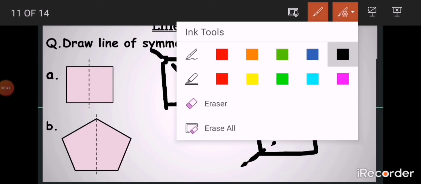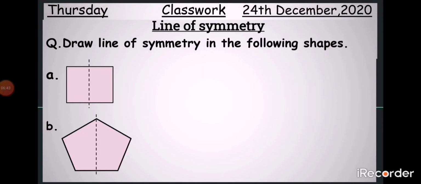Now I'm erasing the squares here. Now we are moving towards our next shape, B. Count the corners: 1, 2, 3, down to 5. 1, 2, 3, 4, down 1, 5. So 5 sides and 5 corners. Which shape is this? Yes, this is a pentagon.